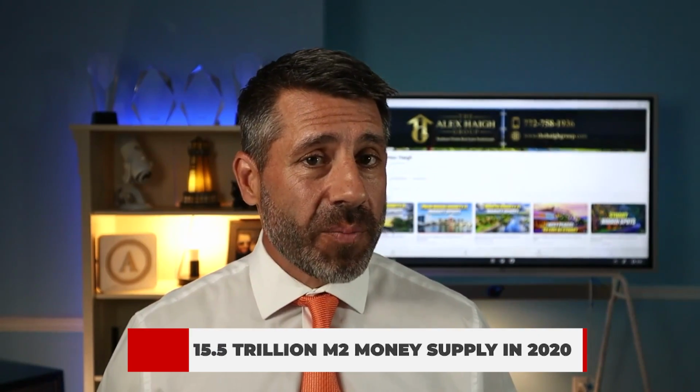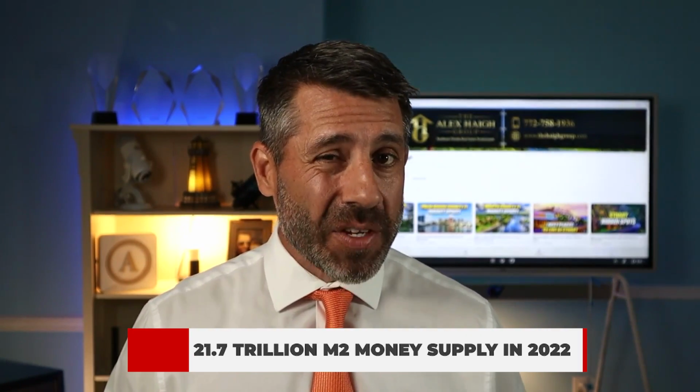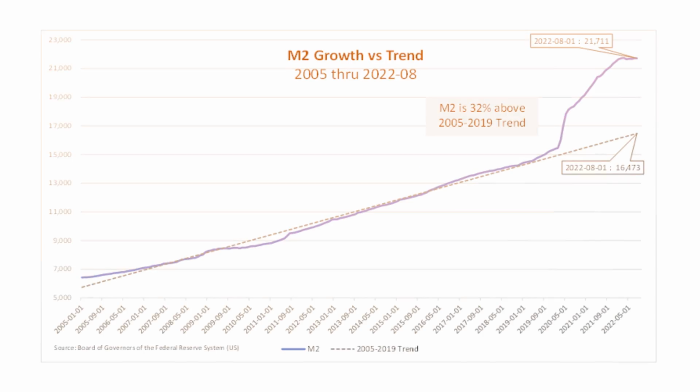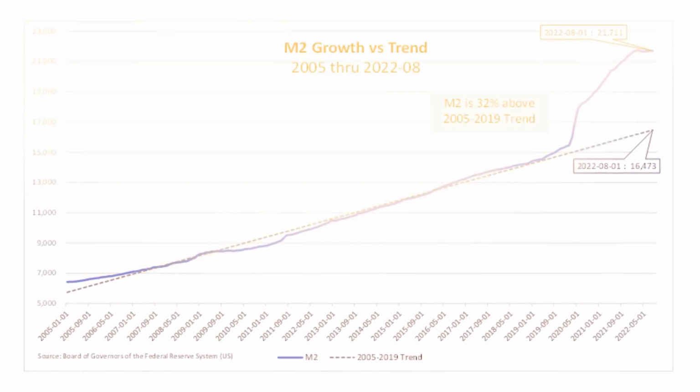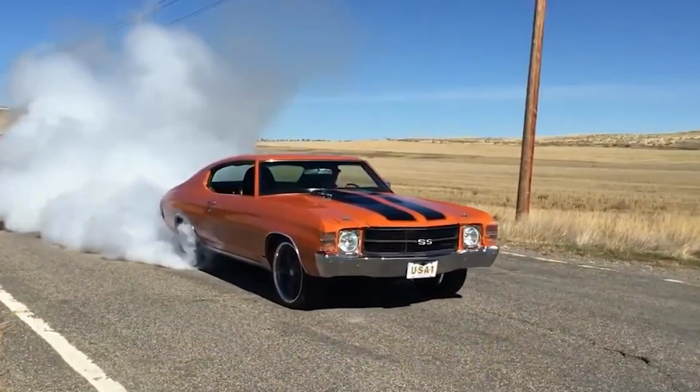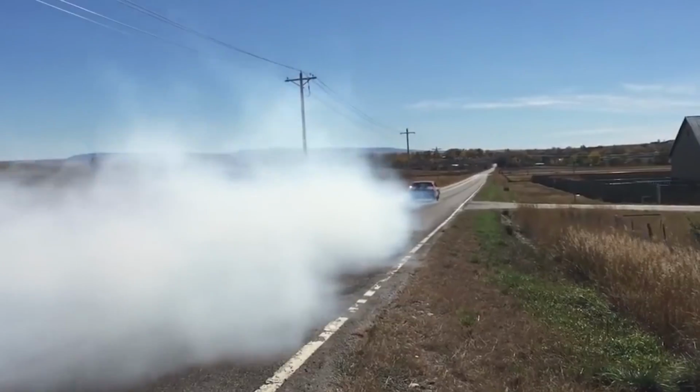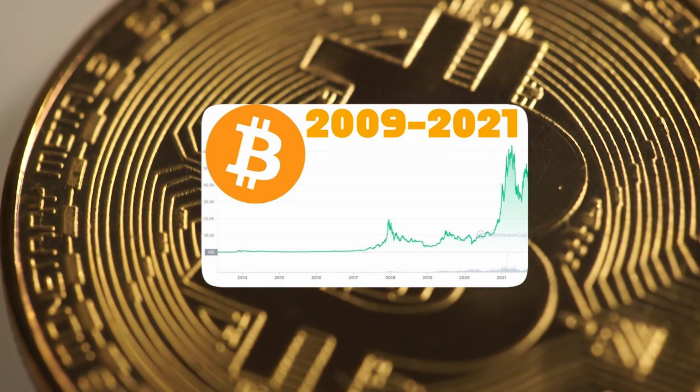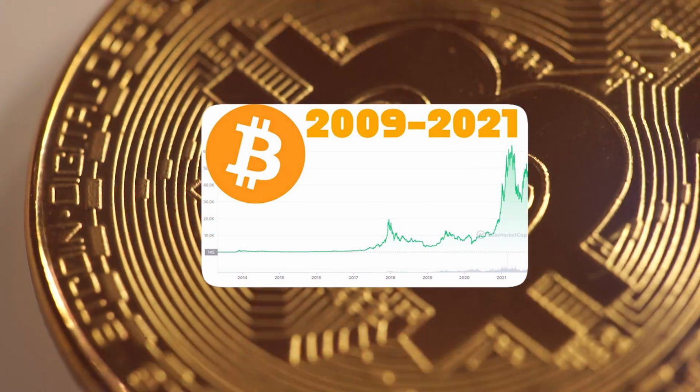The M2 money supply in 2020 was 15.5 trillion. By the end of 2022, it went up to 21.7 trillion with a T. This was the most aggressive expansion of M2 in US history. Basically, that was a lot of cheap capital, because remember, those interest rates were incredibly low. They had ZIRP, zero interest rate policy. It really just supercharged asset prices. Remember, Bitcoin went crazy. The real estate market went crazy. Equity markets, stocks, and everything went parabolic.